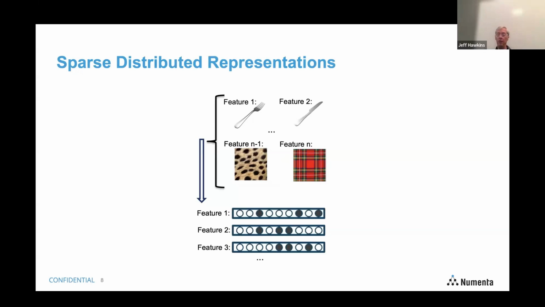But in biology, that wouldn't be the case. One part of V1 doesn't know anything about what the other part of V1 is doing, and the neurons are coming and going, they're dying, new ones are appearing. These representations are changing all the time. It's a very different sort of system.